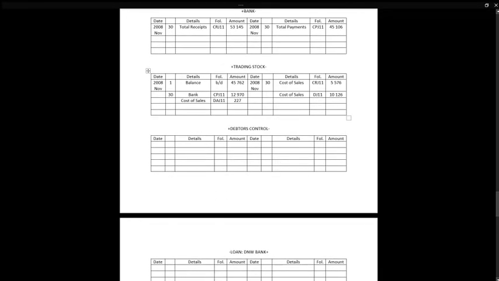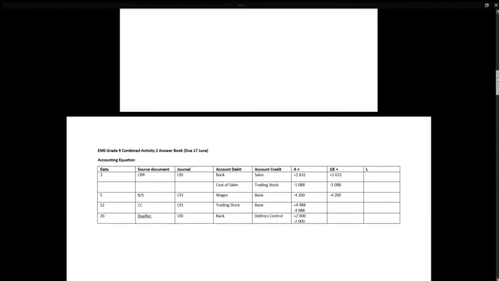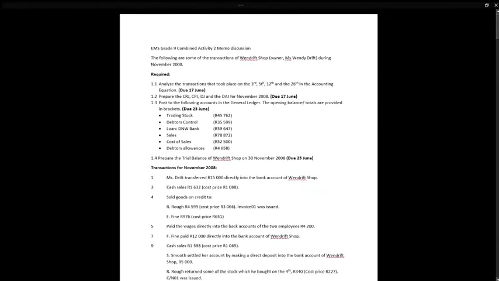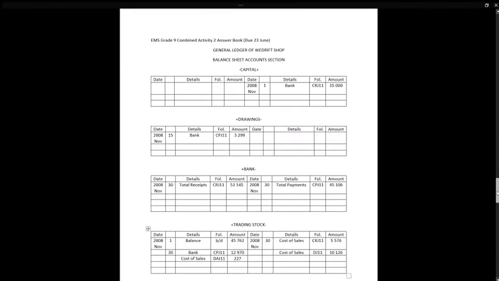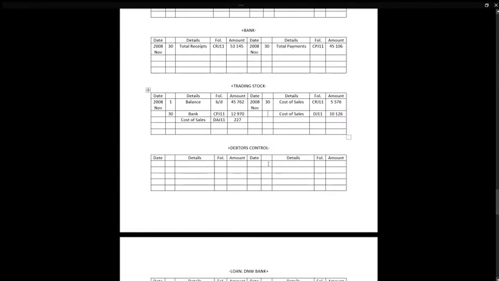Next one, debtors control. Debtors control, they gave us an opening balance. Debtors control of 35,599 Rand. Let's go and fill that into my debtors control account. My debtors control account is also an asset account, so it will increase in my debit side and decrease in my credit side. But my opening total, 35,599 Rand, will reflect in my debit side. It's an opening balance, therefore my folio will be brought down.